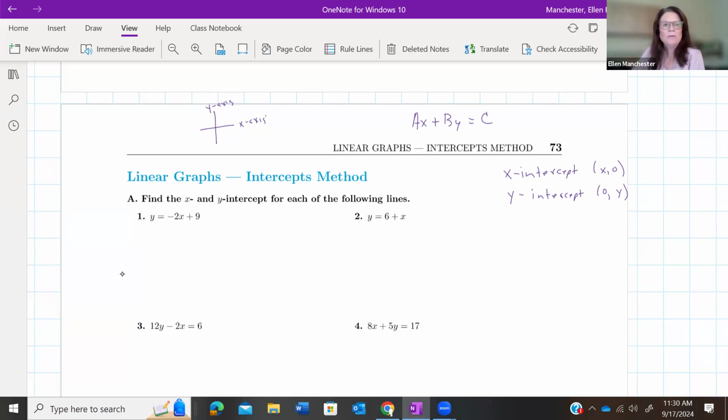Okay, so because of what we just did on number 1, so this is page 73, sorry, I was jumping around. In number 1, if you notice, you're already in Y equals MX plus B format. So you already know what the Y-intercept is. Remember, the M is your slope and the B is your Y-intercept. So we're already halfway there. So our Y-intercept for this particular one is at 0, 9. That's 1 point. We're halfway there.